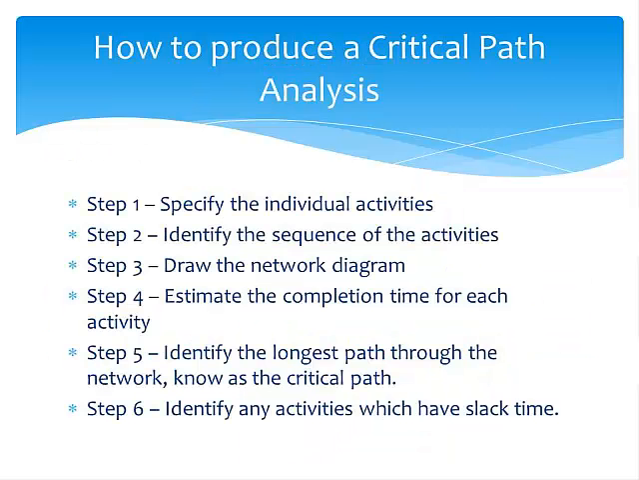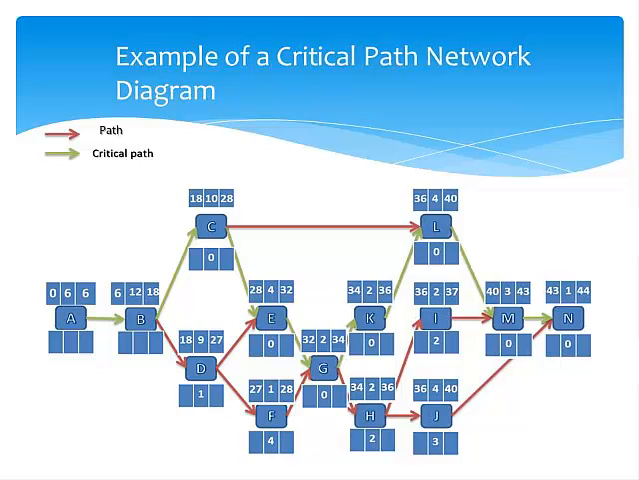Then we move on to step 5, which is to identify the longest path through the network. This is known as the critical path. For this particular critical path network diagram, the critical path is highlighted with green arrows. The final step is to identify any activities which have slack time. For example, on the example critical path network diagram on the slide, it can be seen that activity L, which follows activity C, begins at week 36, whereas activity C ends in week 28. Therefore, it is apparent there is an 8-week gap, which would be known as slack time. This slack time helps to identify how many weeks a project can be crashed by.